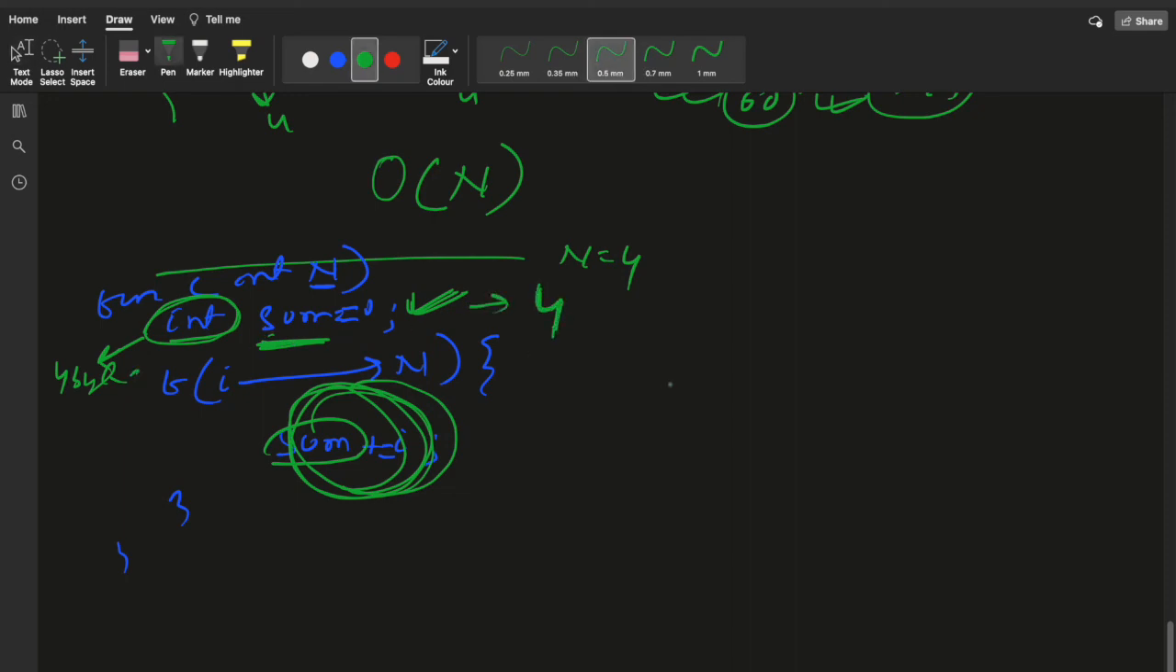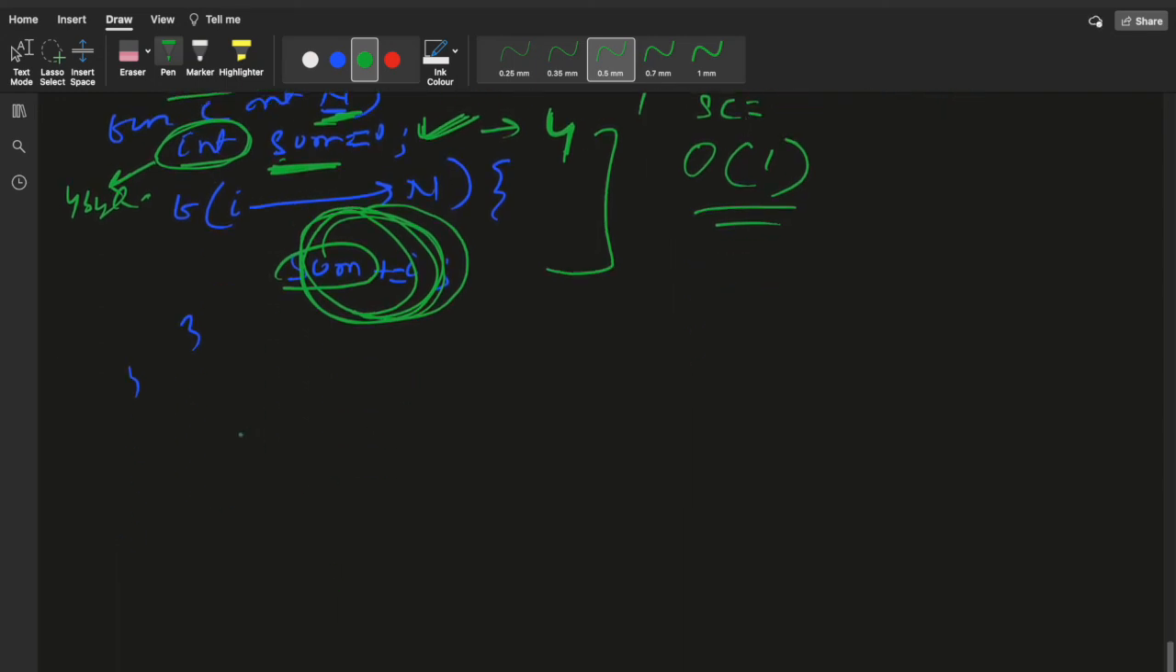So this algorithm is not depending on the input n, so it is independent. It is using constant space, so the space complexity is constant. Okay, let's take another example.